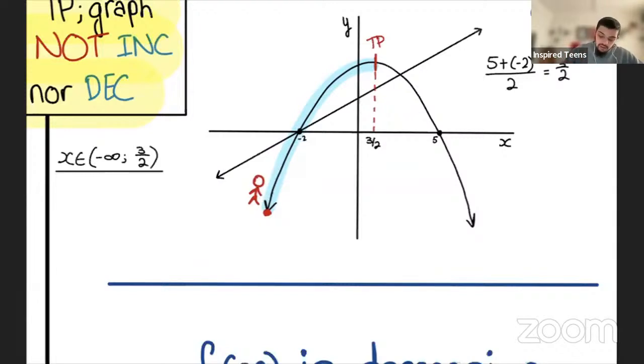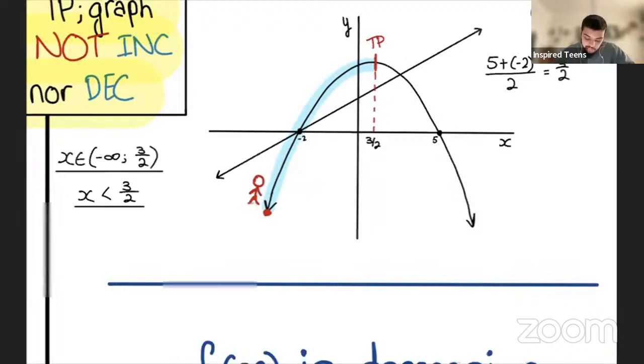Alternatively, for the interval notation, we could also say x is greater than negative infinity and less than the turning point, or you can simply say x is less than the turning point, which is 3/2. We don't include the turning point because at the turning point, it is neither increasing nor decreasing.